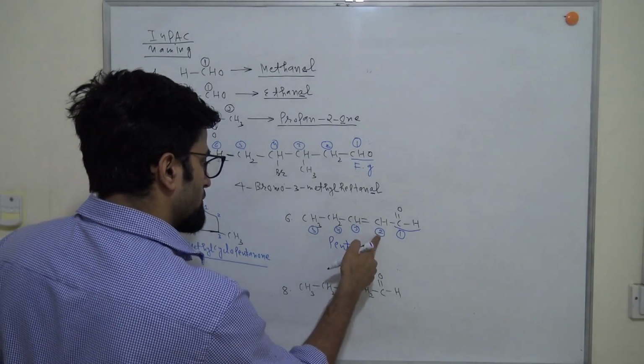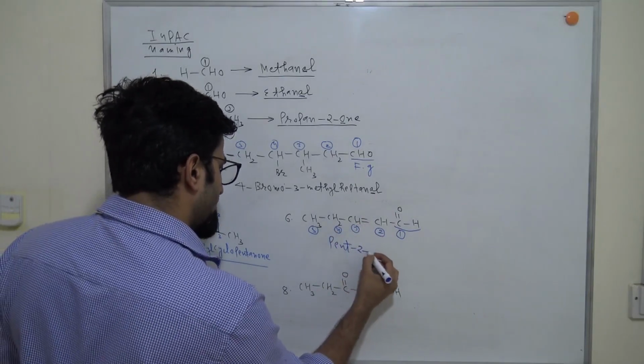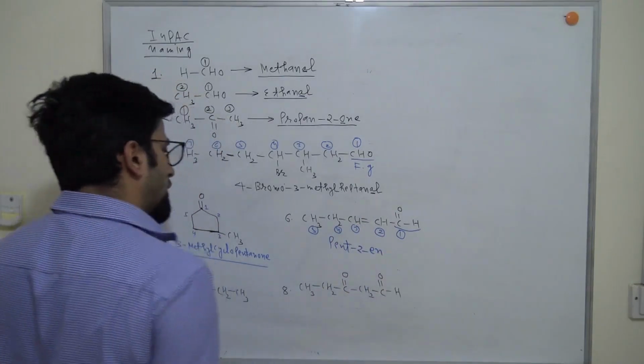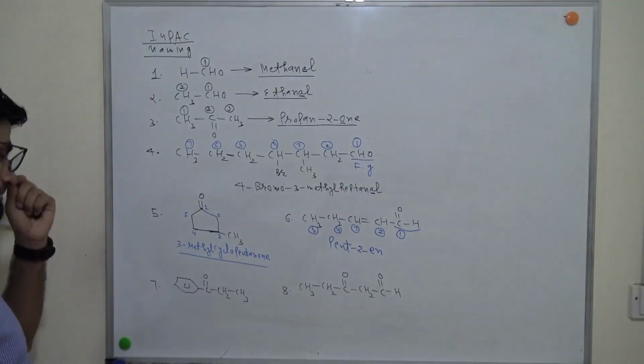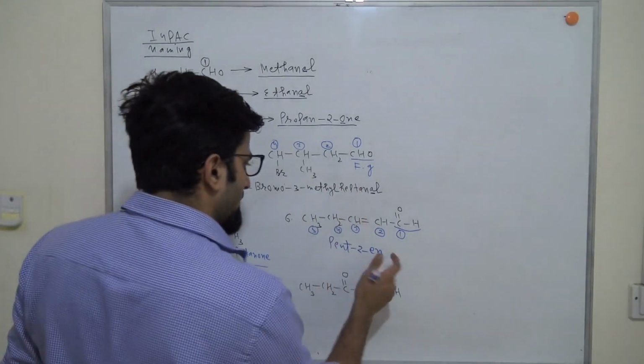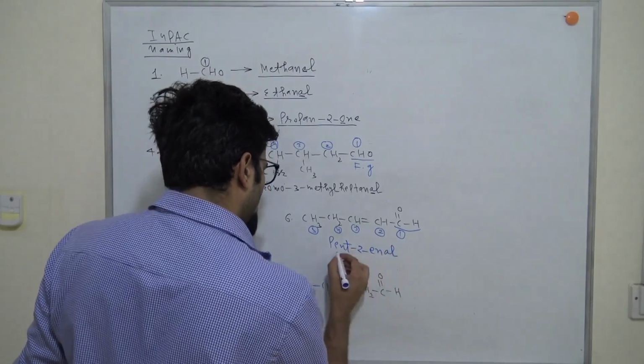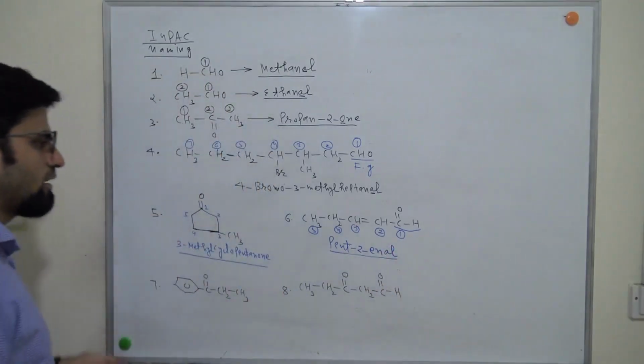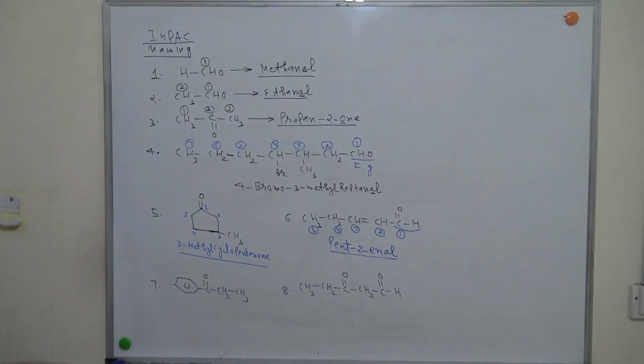So what will be the answer? Pent. What is the position of double bond? 2, pent, 2, ene. Now I'm not writing E N E because the functional group name starts with a vowel, so I have to drop E, right? So pent-2-enal, pent-2-enal. Understood? This is the answer of your sixth question. Okay. Now come to question number 7.